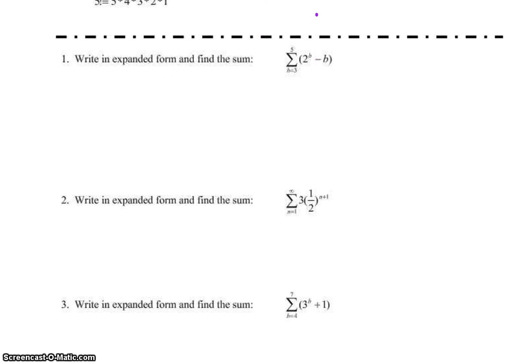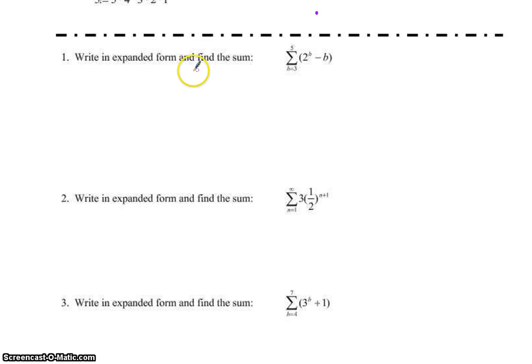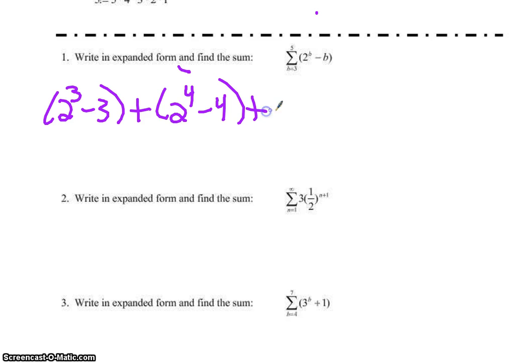So looking at number 1, they want you to write it in expanded form and find the sum. So there's 2 parts to your answer. We're going from 3 to 5, so you're going to put 3, 4, and 5 in for n. So it's going to be something like 2 to the 3rd minus 3 plus 2 to the 4th minus 4 plus 2 to the 5th minus 5. And then you would just take that and either do it in your head, plug it in the calculator, whatever.